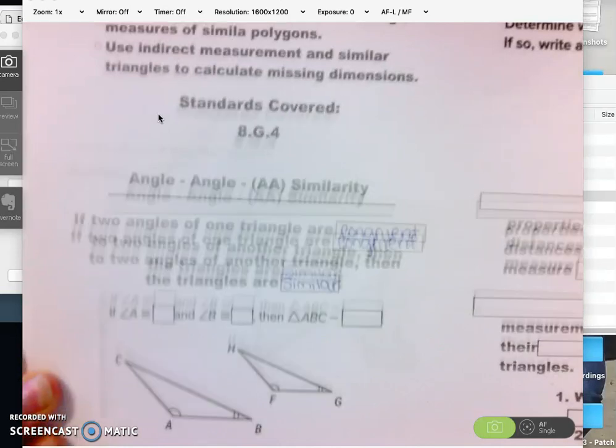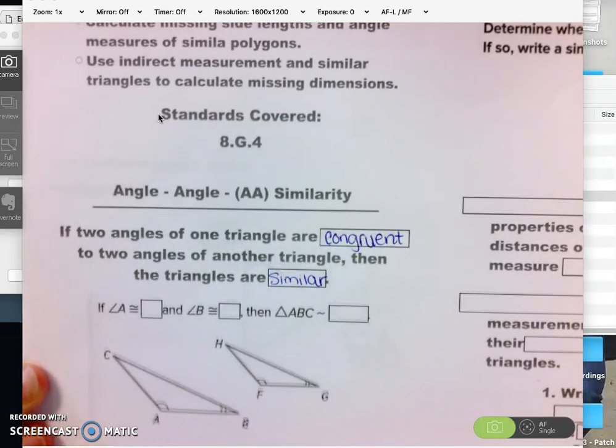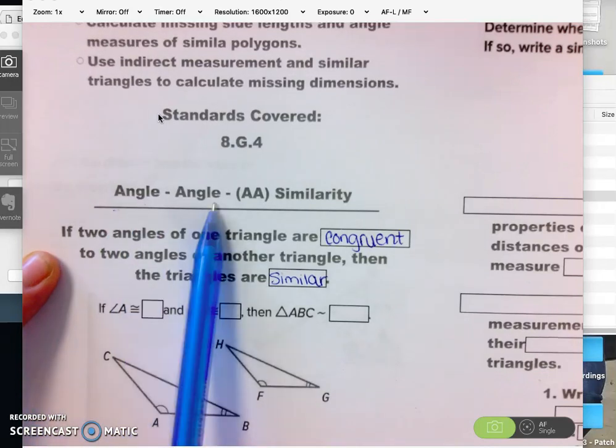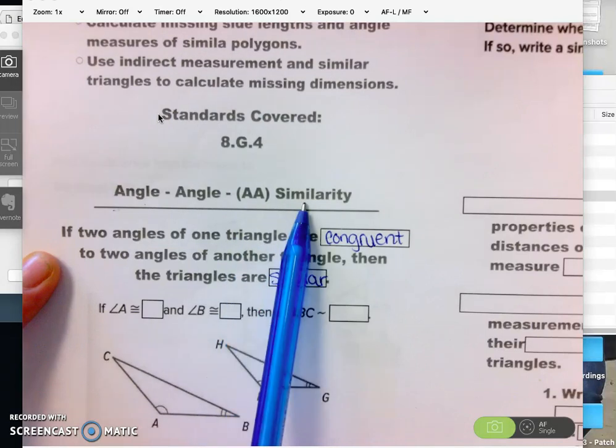We're going to be talking about being able to find missing angles, identifying similar polygons, writing similarity statements, calculating the missing sides and angles of similar polygons. And then we're going to be talking about indirect measurement and similar triangles. So first, angle-angle, or AA similarity.